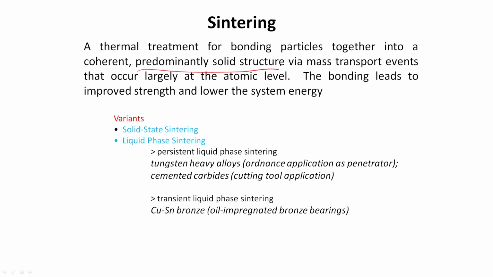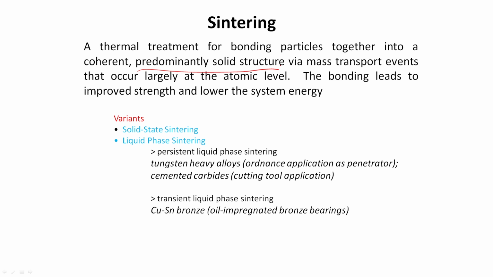You can do either solid state sintering or liquid state sintering. In solid state sintering, you do not use any liquid, it is simply a solid. In liquid sintering, you are using a liquid. There are two types of liquid sintering. One is called persistent liquid sintering, the other is called transient liquid sintering.